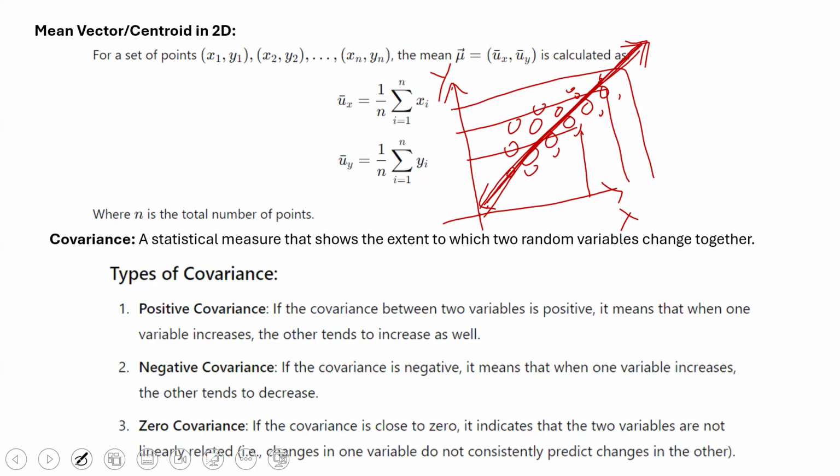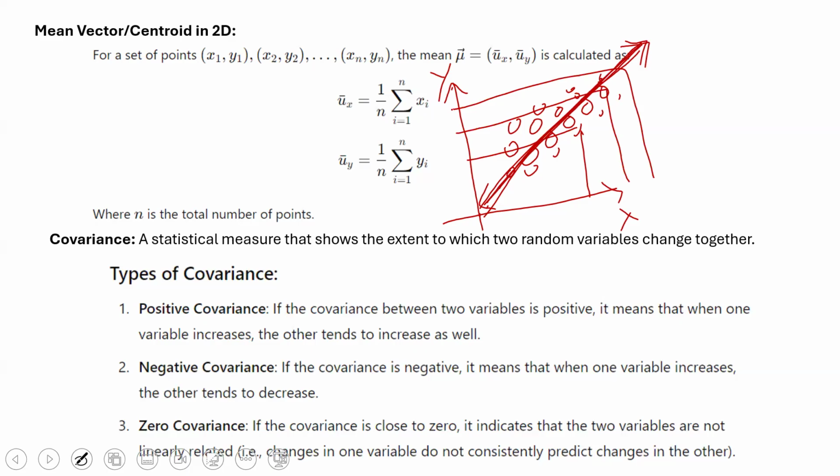When the value of one random variable is increasing, the value of the other random variable tends to increase. Those kinds of data points are said to have positive covariance.